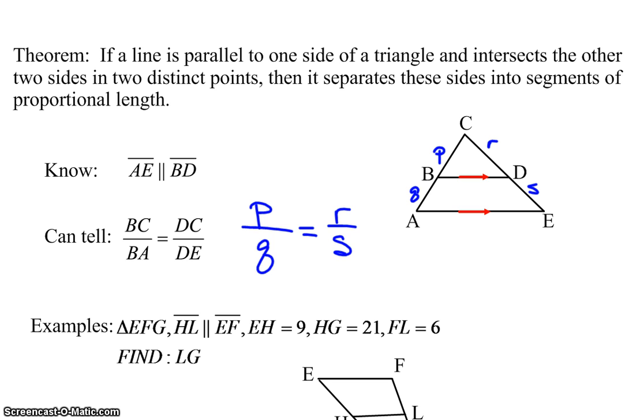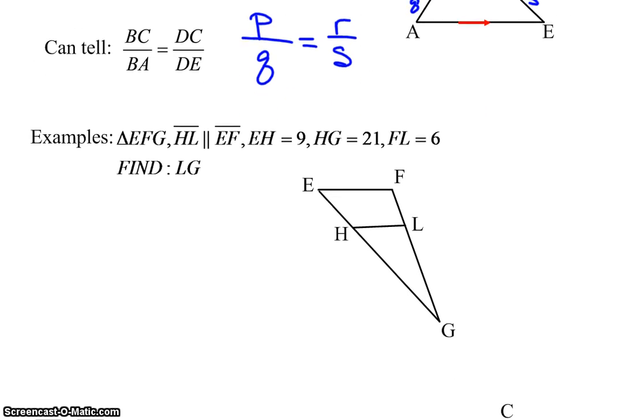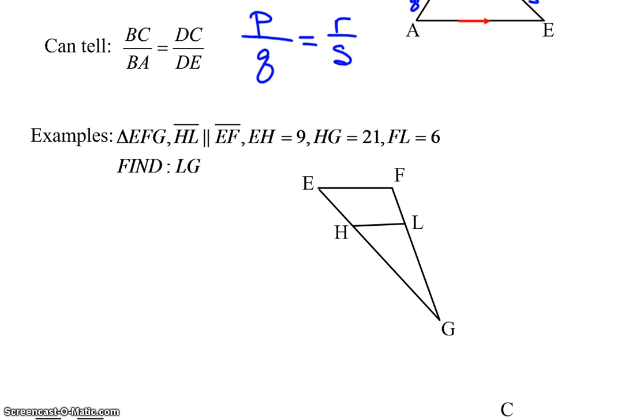Now, how do we use this? Well, here we have our triangle. We know that HL is parallel to EF. We know that EH is 9. We know that HG is 21. We know that FL is 6. And we are searching for LG, so I'll call that X.